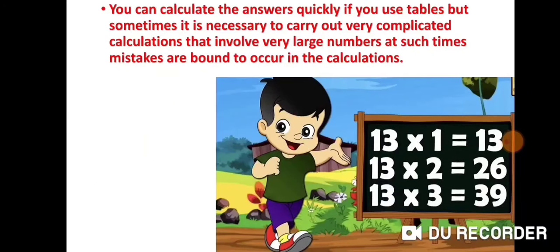You can calculate the answers quickly if you use tables, but sometimes it is necessary to carry out very complicated calculations that involve very large numbers. At such times, mistakes are bound to occur in the calculations. Students, there is a limitation to learning tables as well. For your age, you learn tables up to 15 or up to 20. But at times, there are numbers that are very complicated to carry out these calculations. They involve very, very large numbers at such times. And because of that, mistakes are bound to happen by us in making these calculations.